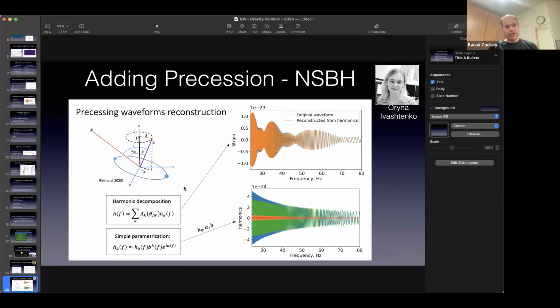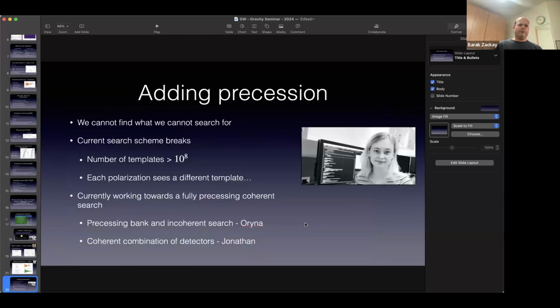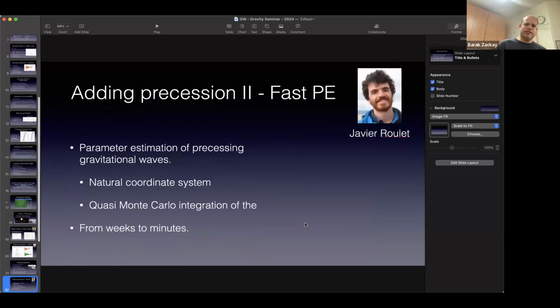We are using a genius decomposition by Stephen Fairhurst from 2020, in which he managed to decompose precessing waveforms into non-precessing waveforms, actually explain why exactly this happens, and show how to extract these harmonics. We can use this in order to build a bank that is feasible to run and very efficient in the search. So Corina is doing this, adding precession. Okay, I already said this slide.